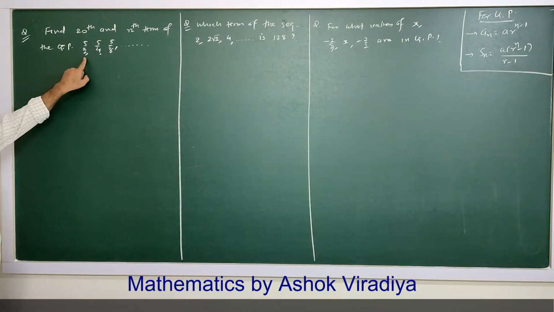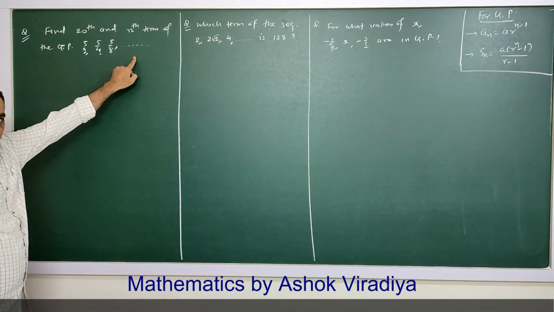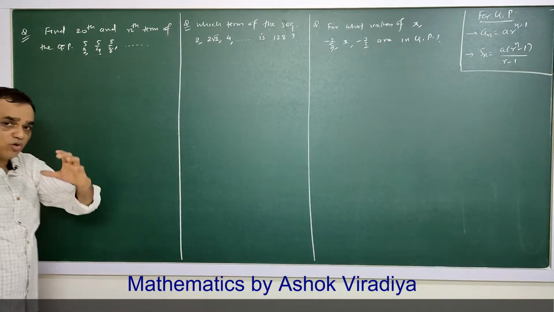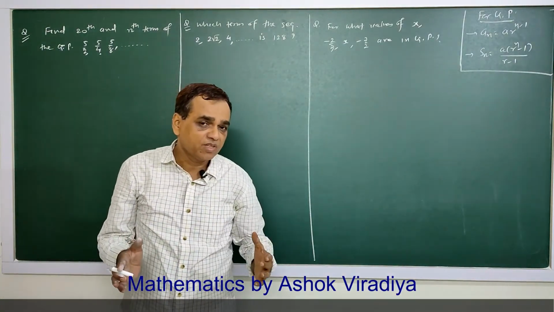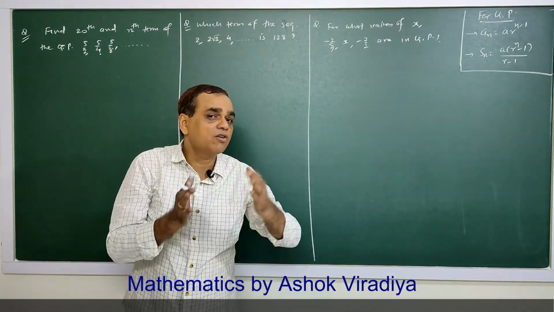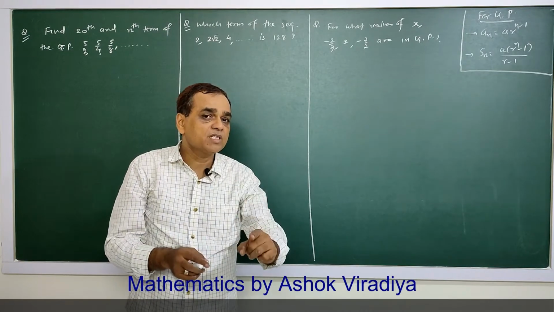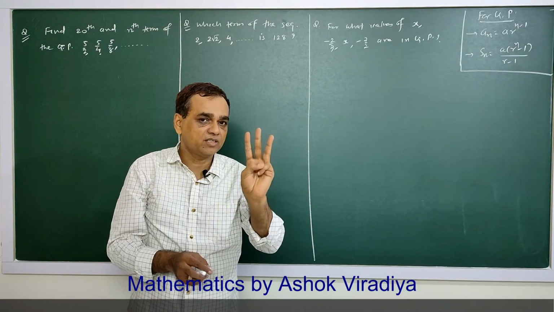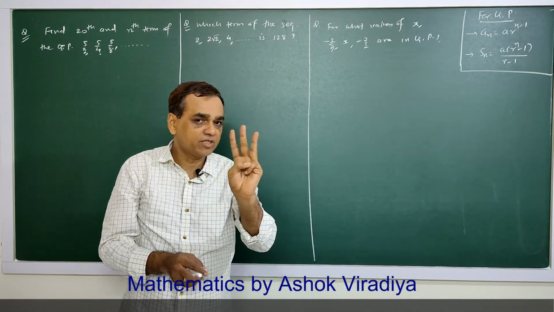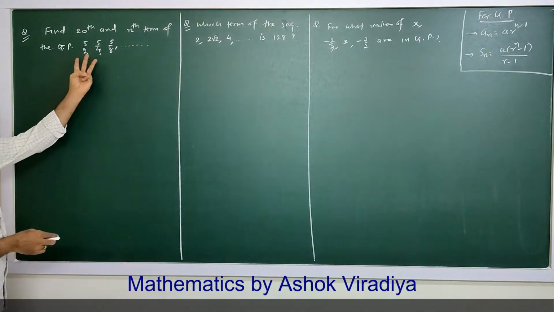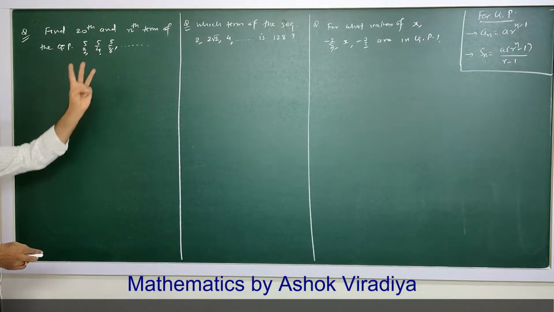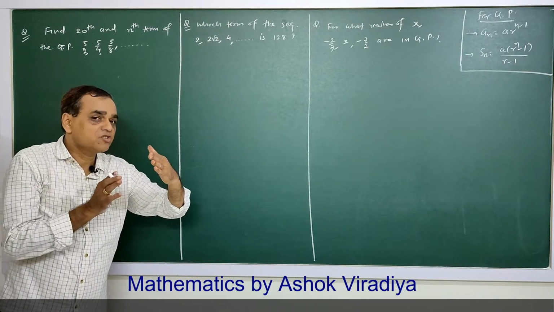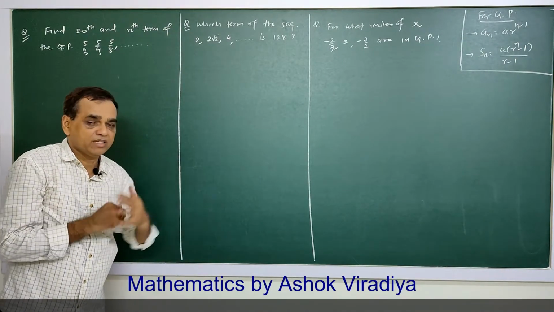Say, observe this sequence or progression. To know the type of progression, whether it is AP or GP, we must have at least 3 terms of that progression. At least 3 terms. Say here 3 terms are given.